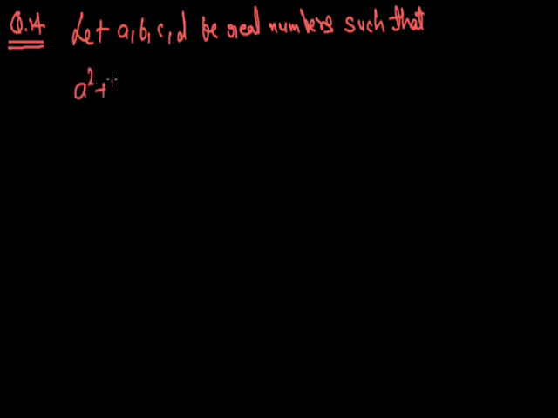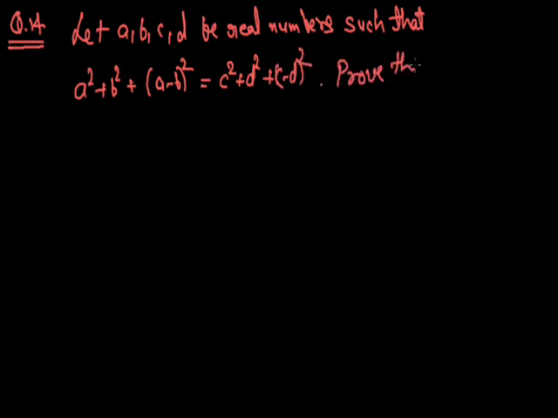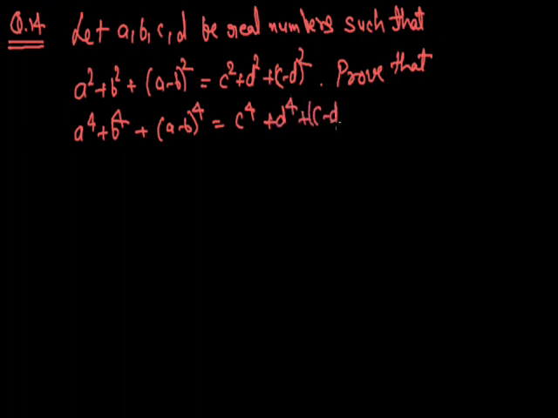A square plus B square plus (A minus B) whole square is equal to C square plus D square plus (C minus D) whole square. Then prove that A raised to power 4 plus B raised to power 4 plus (A minus B) raised to power 4 is equal to C raised to power 4 plus D raised to power 4 plus (C minus D) whole raised to power 4.